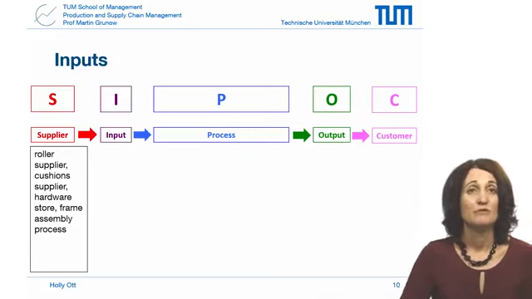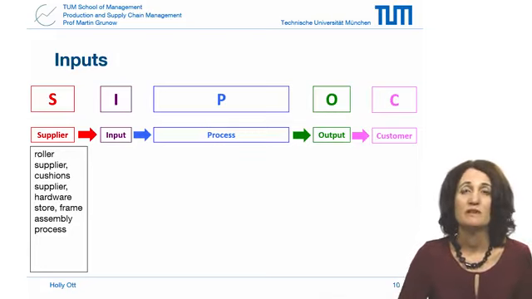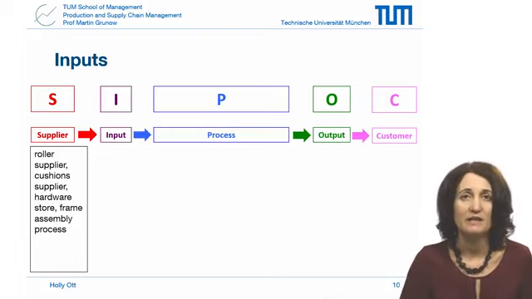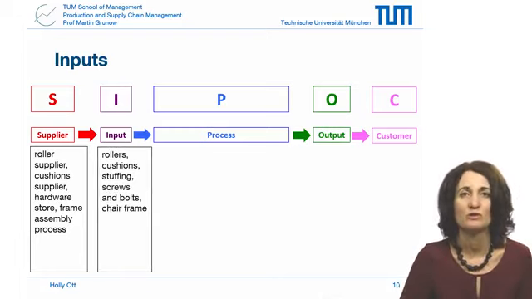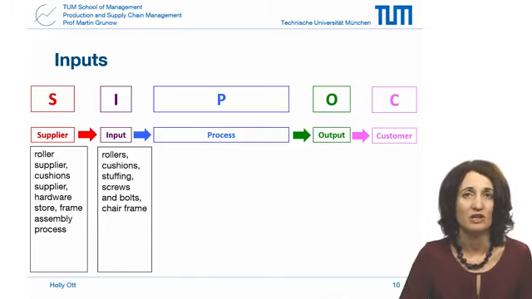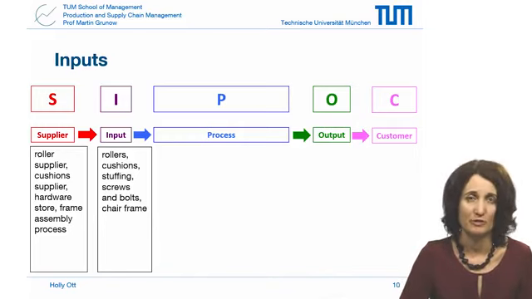Now let's look at the inputs. Inputs are then the raw materials, the actual things that are supplied. And here for our chair, we've got rollers, cushions, stuffing, screws and bolts, and everything that would go into making our chair. And again, these inputs are going to be transformed into something that has added value for the customer.